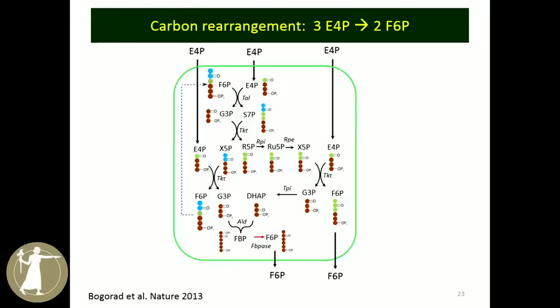The details of this are shown here. We utilize enzymes that are commonly available in almost all organisms, that are involved in the pentose phosphate pathway and photosynthesis and various kinds of systems. You can see that we can import 4-carbon phosphate into this system and then produce 6-carbon phosphate. And we can trace the carbon completely to demonstrate this is exactly what we think is happening.